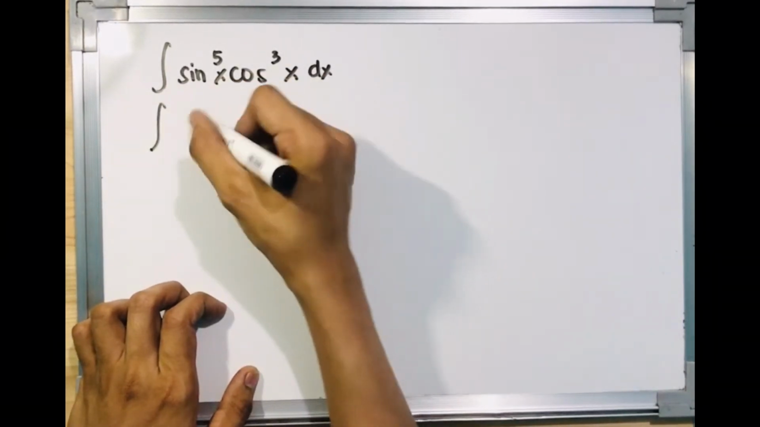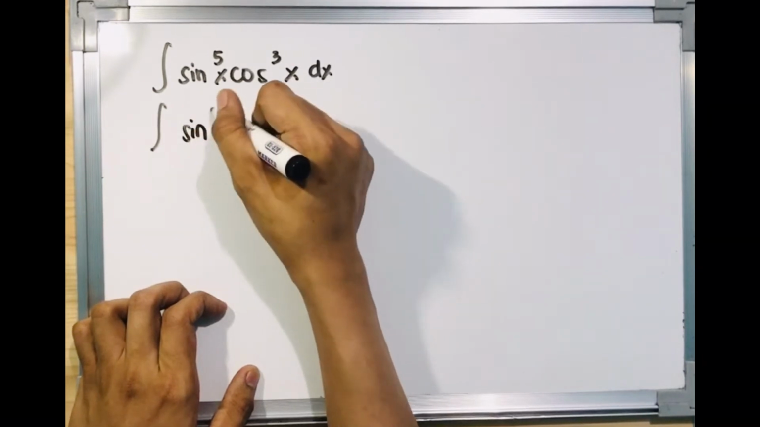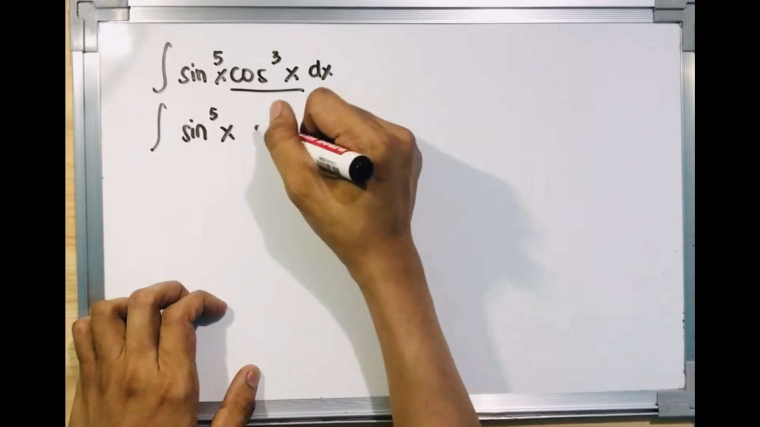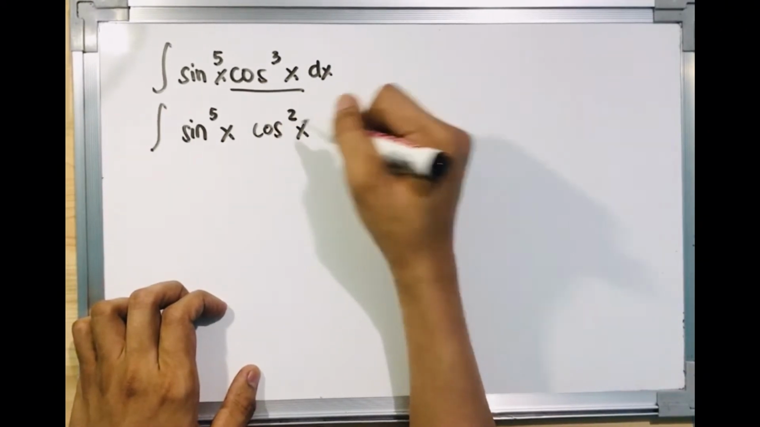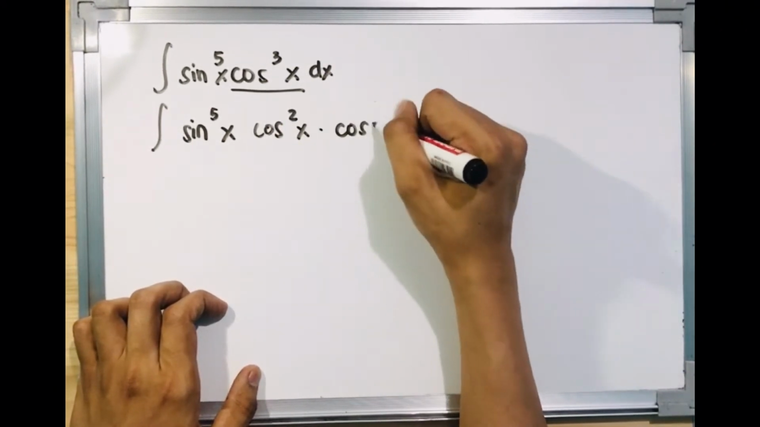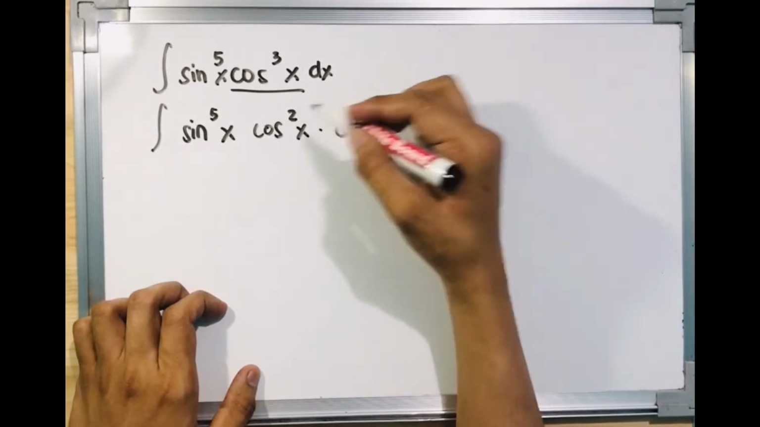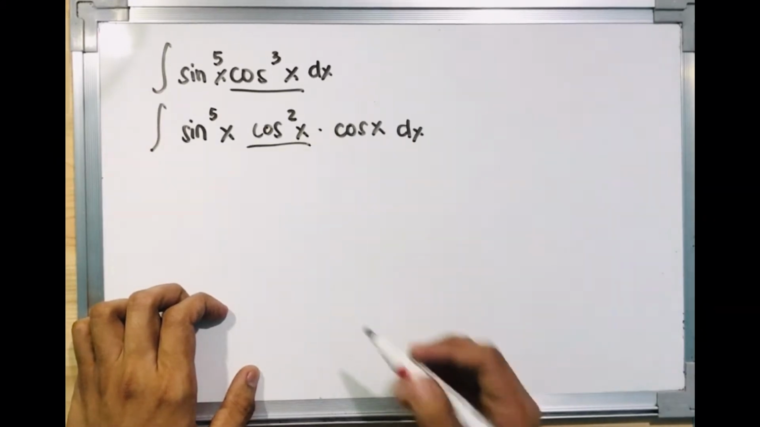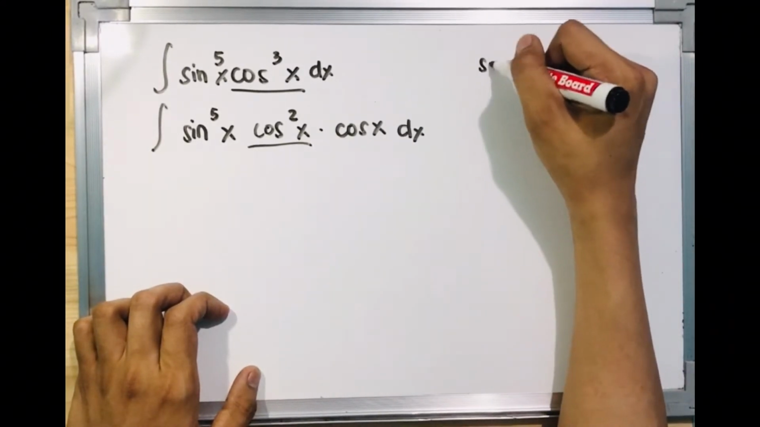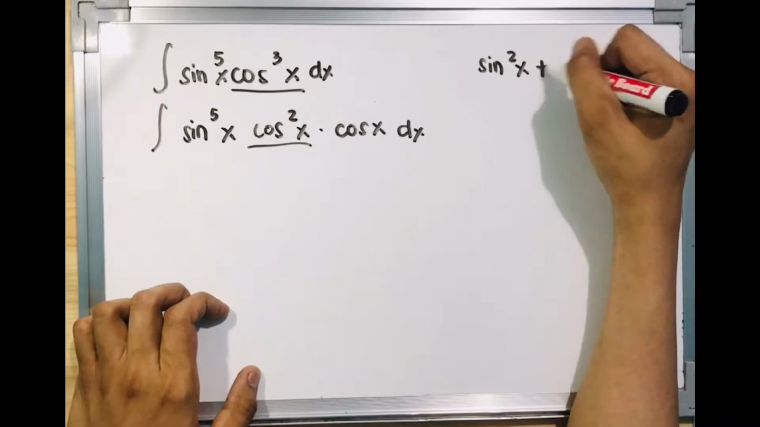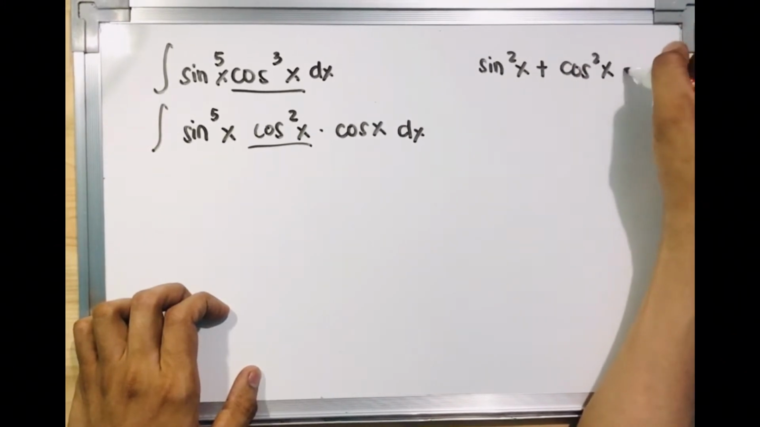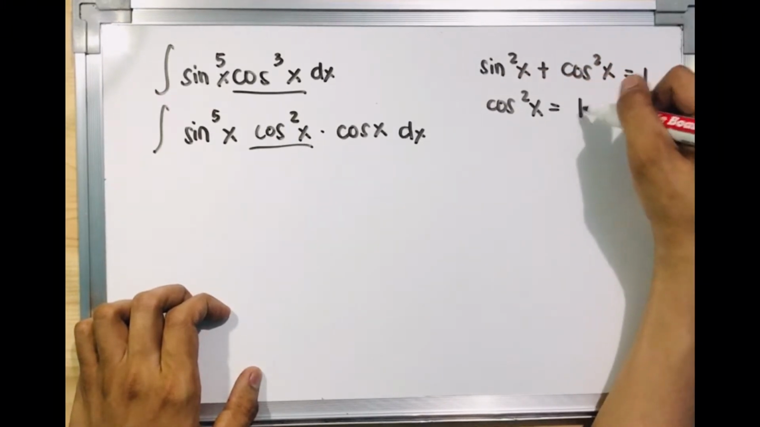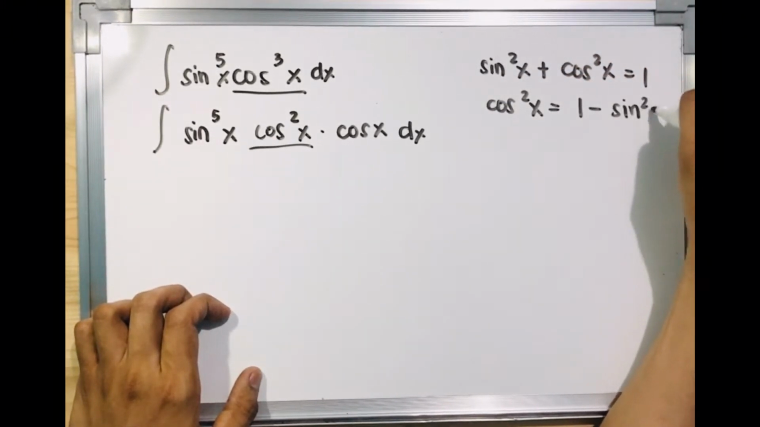So, rewriting the function, I have my sine raised to 5x. Tapos yung cosine cube, gagawin kong cosine squared of x multiplied by cosine of x. Okay? So, hinati ko lang yung exponent niya and dx. At ito, gagamitan natin ng identity. Kung maaalala natin, we have sine squared of x plus cosine squared of x is equal to 1. Therefore, my cosine squared of x is equal to 1 minus sine squared of x.